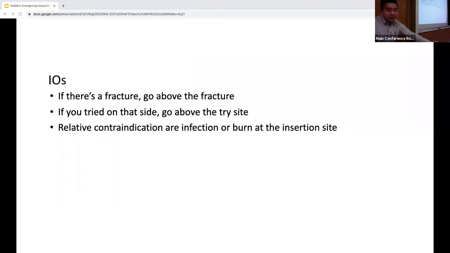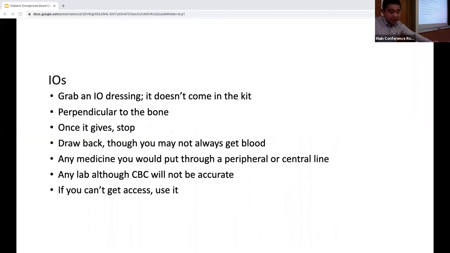There's a relative contraindication if there's a fracture there or if there's any infection or burn at the site. So if the bone's broken or the skin's broken, try to go for an alternate area if you can. That's pretty much it. And then just go over the wrong answer.